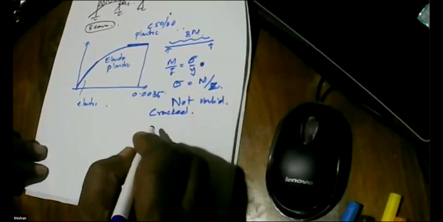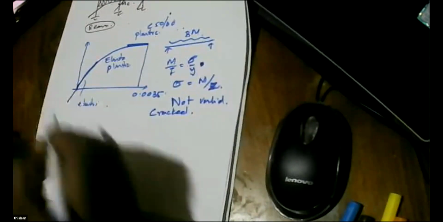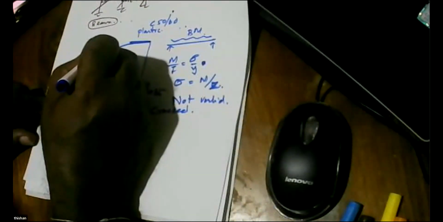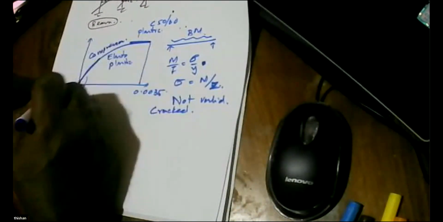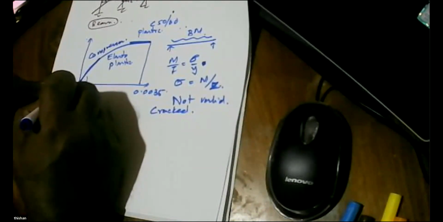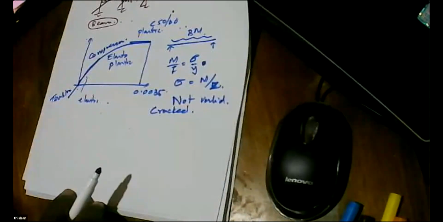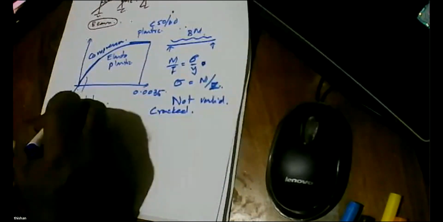Why do you say cracked? We generally don't draw this part. This is the compression. This is the tension part of the stress strain curve. We don't draw it. Why? Concrete is very weak in tension. It cracks. It breaks. So we ignore this part.